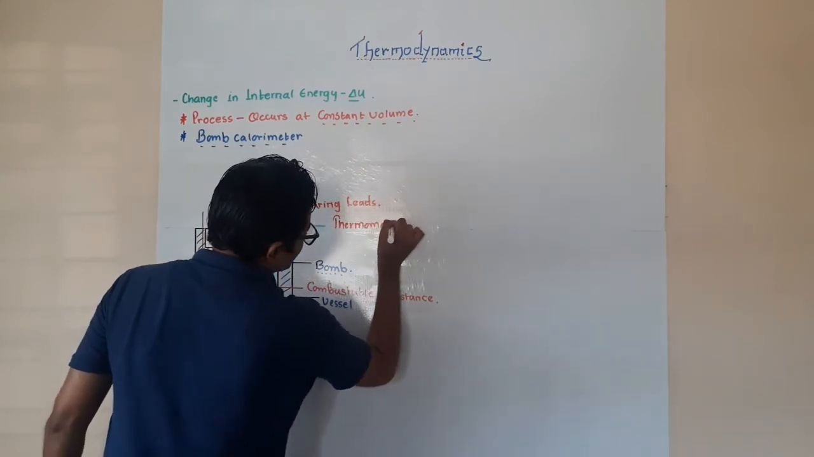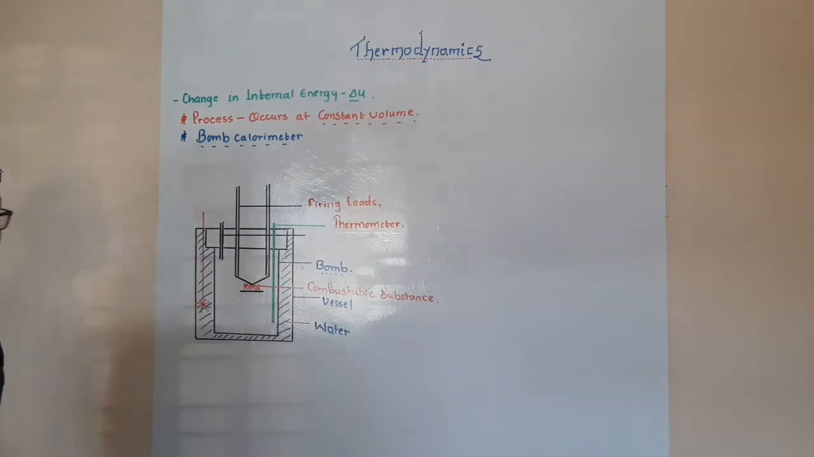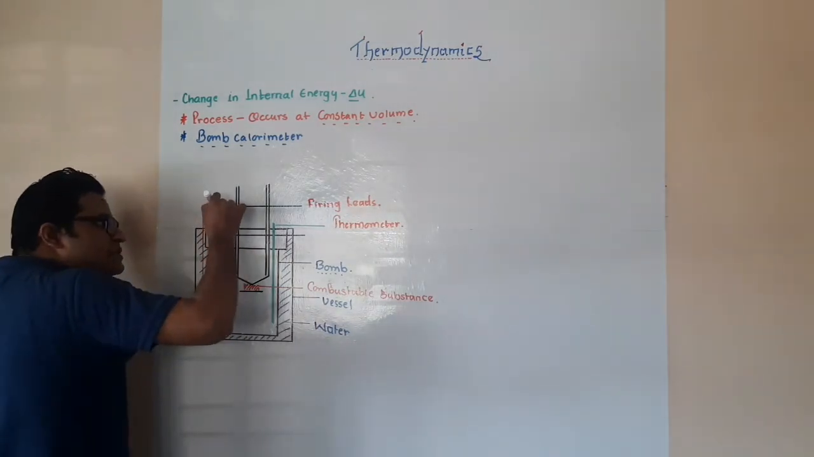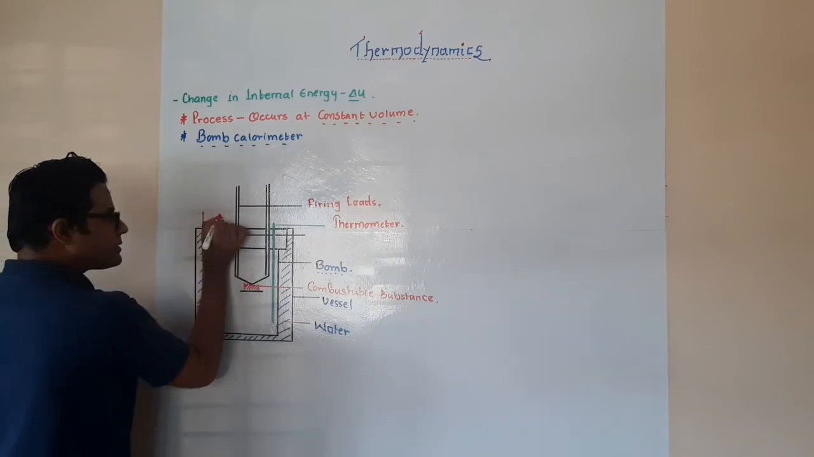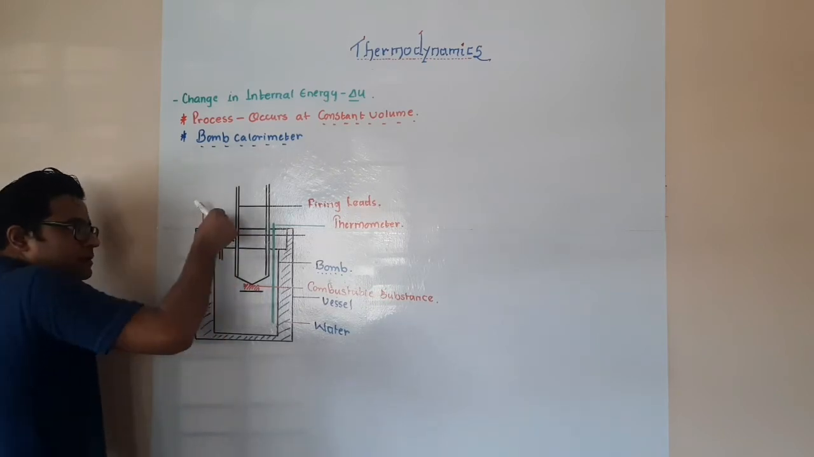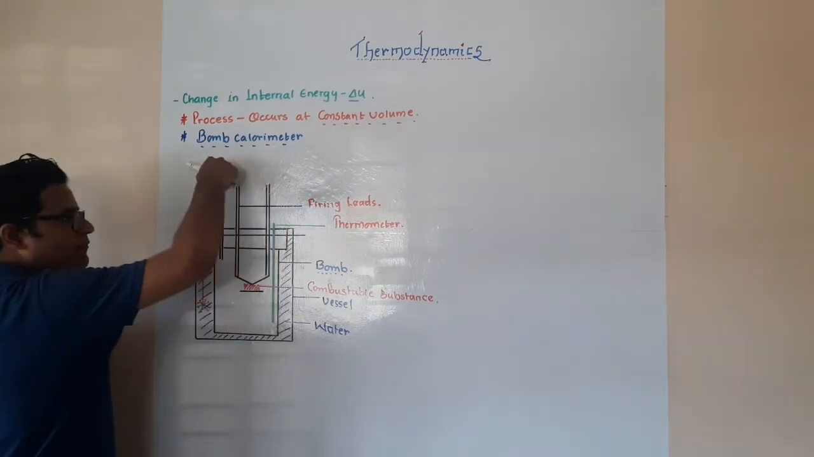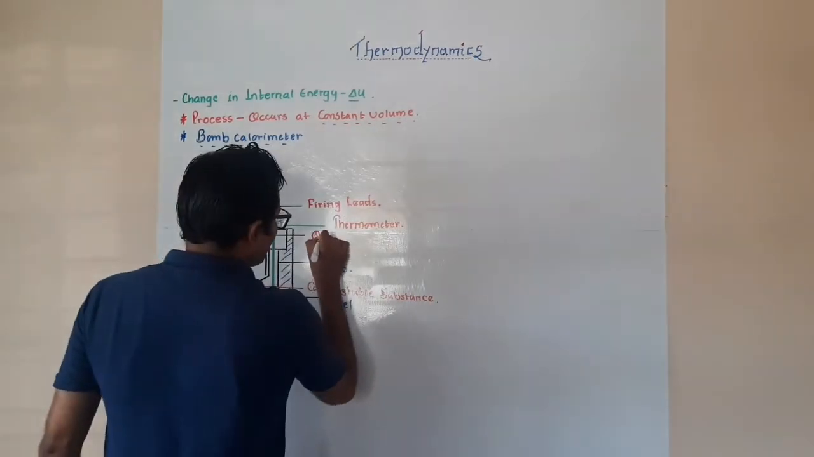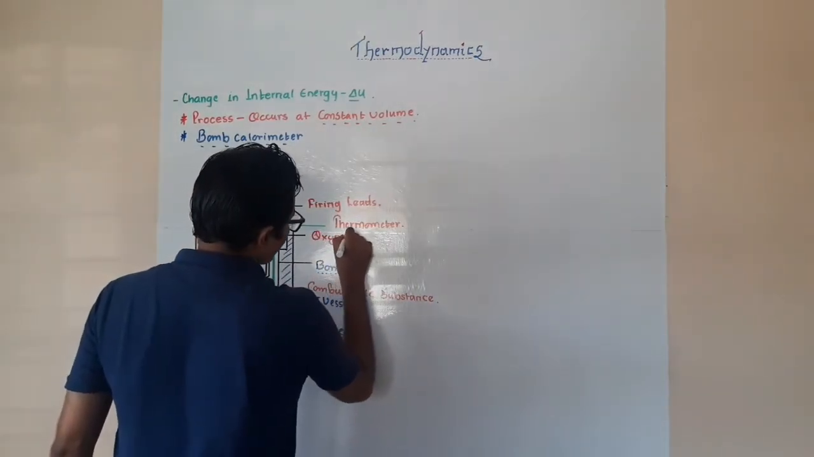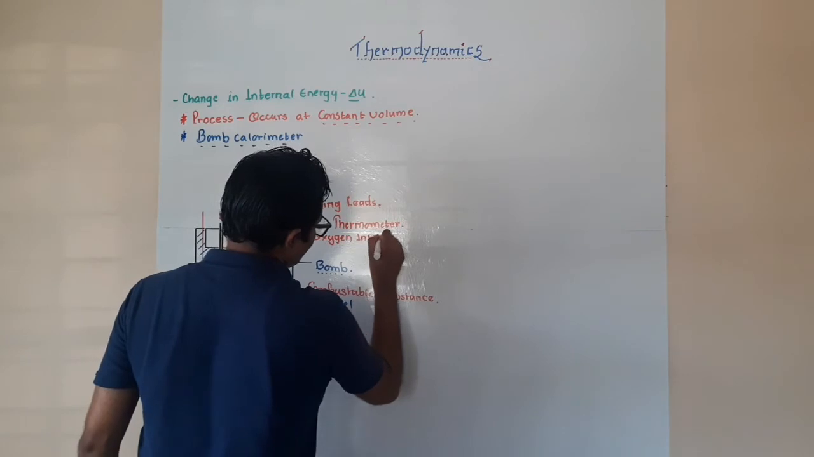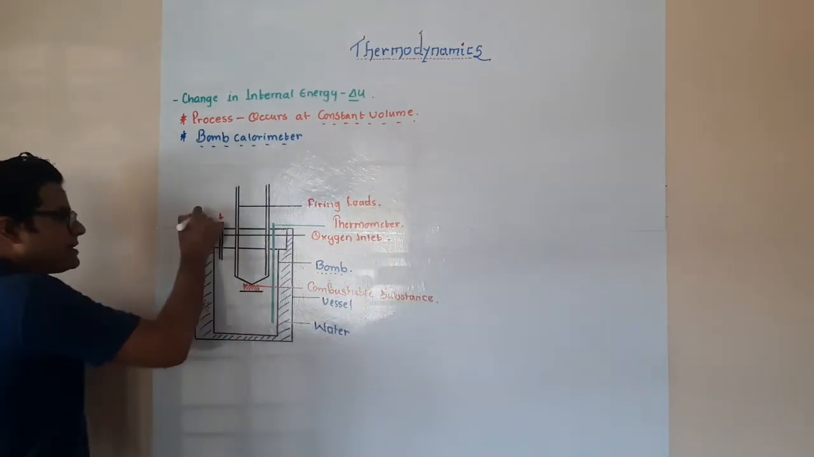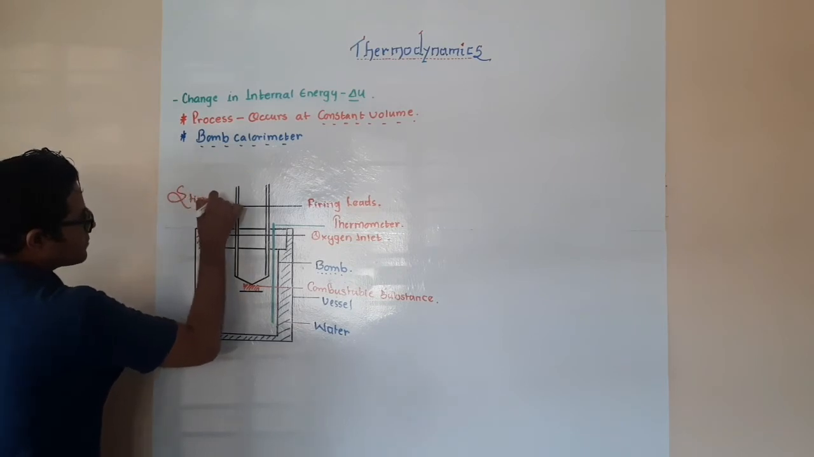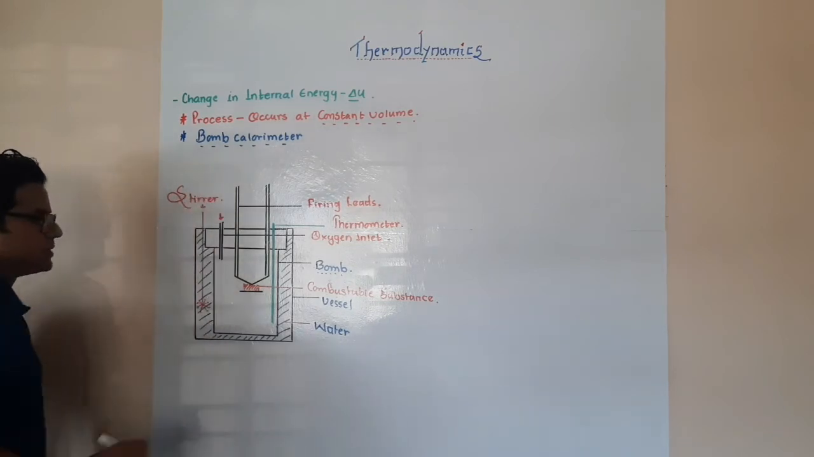Now this green colored one is nothing more than a simple thermometer, which is going to indicate what is the change in the temperature that has occurred. I hope you can see that there is a small opening at this particular point. Through this opening we are going to send oxygen inside. So this is our oxygen inlet. And finally here we have a stirrer.